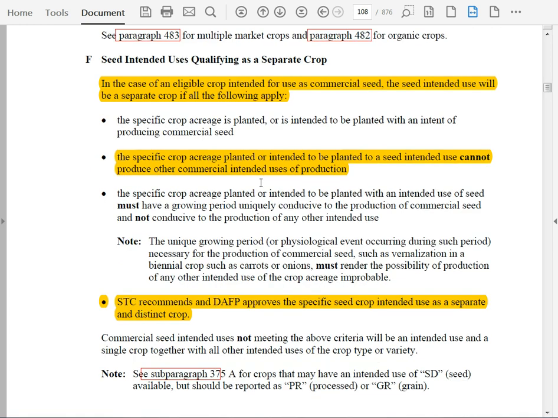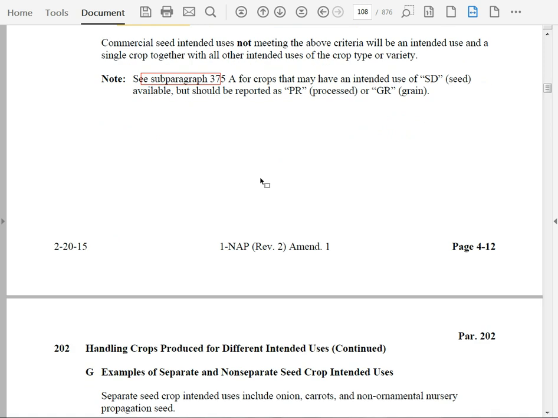The only instance in which an intended use is treated as a separate crop for payment calculation purposes is the intended use of seed. Seed crops, which are recommended by the State Committee and approved by DAFP, will be grown and harvested in distinctly different manners than fresh, processed, or juice crops, and are therefore treated as separate crops.